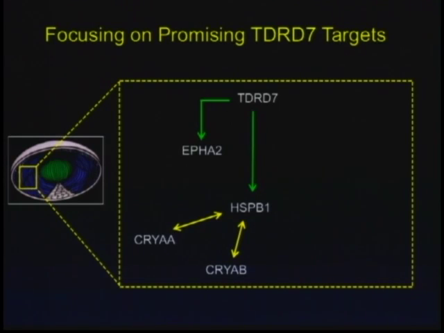EPH-A2 is a gene which is downregulated in Tdrd7 null mutants, and there is an interaction of EPH-A2 and HSPB1. Sparc is another gene which is downregulated in Tdrd7 null mutants, and so is crystallin beta B3, all of which are known to be important for lens development.